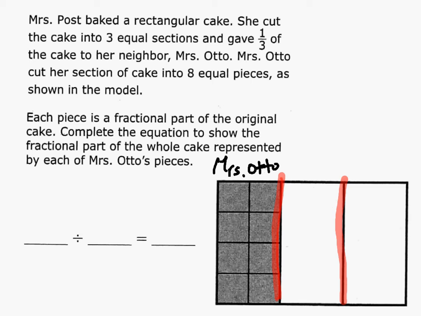So Mrs. Otto cut her part of the cake into 8 equal pieces. Now we see right here that it's been cut into 8 equal pieces. Okay, each piece is a fractional part of the original cake. So this is one piece of the whole cake. This is what Mrs. Otto gets, this is what Mrs. Post gets, but the whole thing started out as an original cake. So we're going to complete the equation to show the fractional part of the whole cake represented by each of Mrs. Otto's pieces.